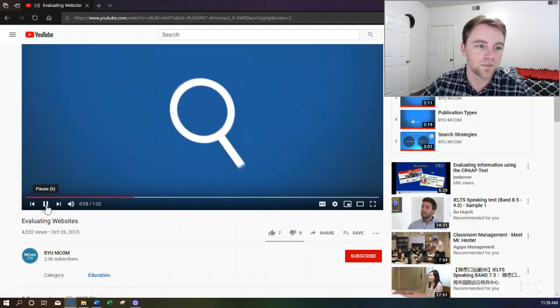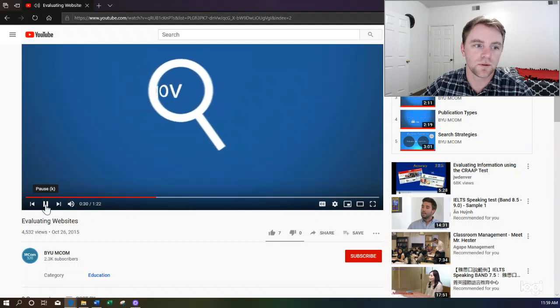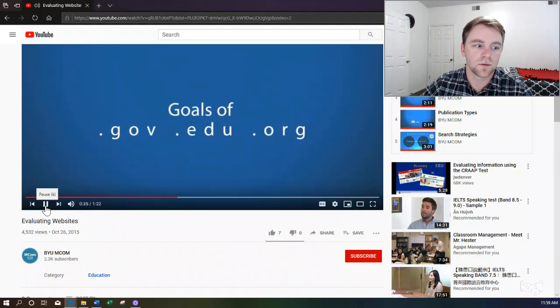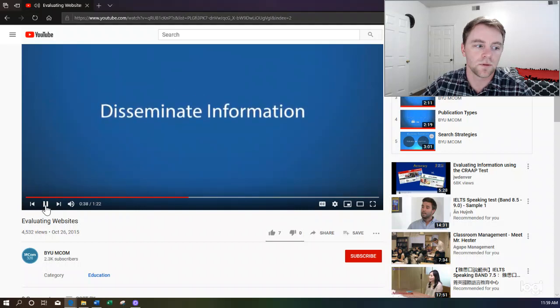One of the easiest ways to find reputable sources is to limit your search to websites related to government, education, and nonprofit organizations. These websites exist to disseminate important information to the public.